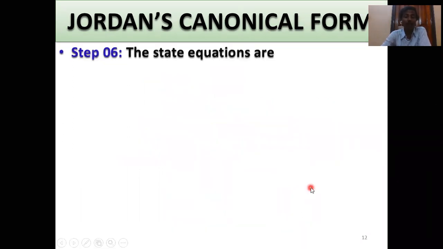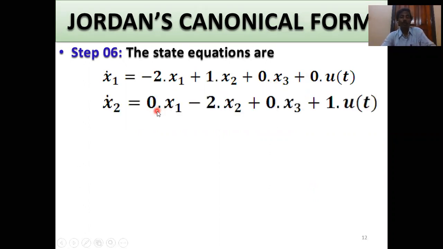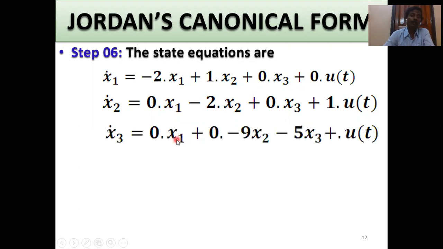Then what is the state equation? The state equations are x1 dot equals minus 2x1 plus x2 and x3 coefficient 0, so 0 into x3 plus 0 into u of t, and x2 dot equals 0 into x1 minus 2 into x2 plus 0 into x3 plus 1 into u of t, and x3 dot equals 0 into x1 plus 0 into x2 minus 5x3 plus u of t.